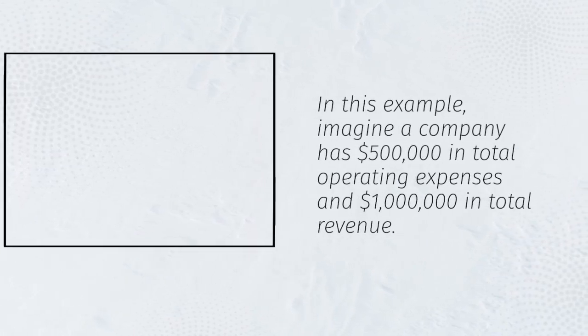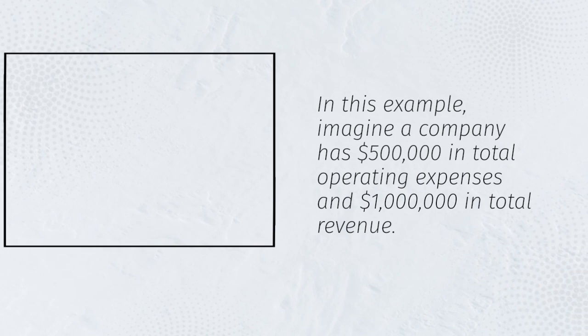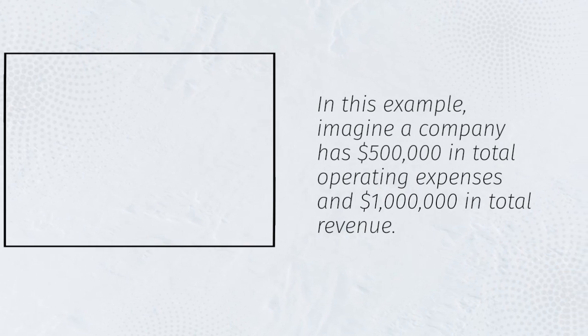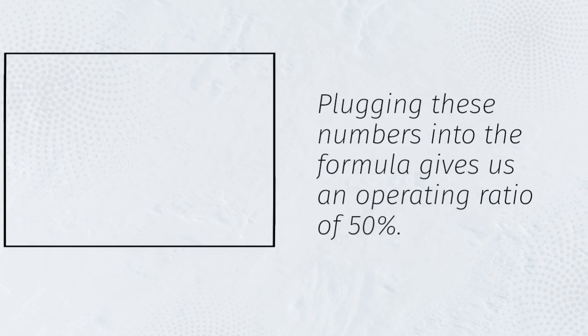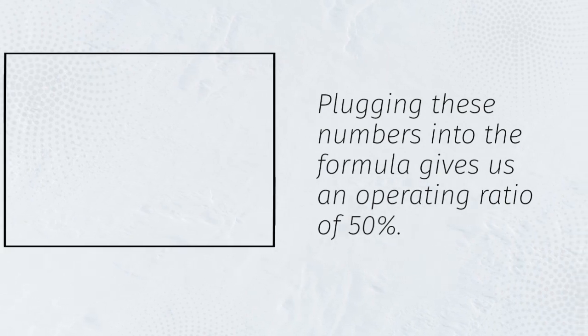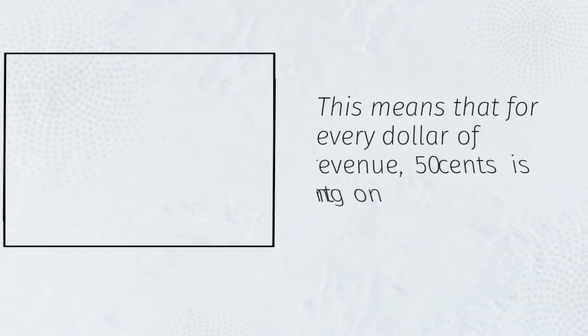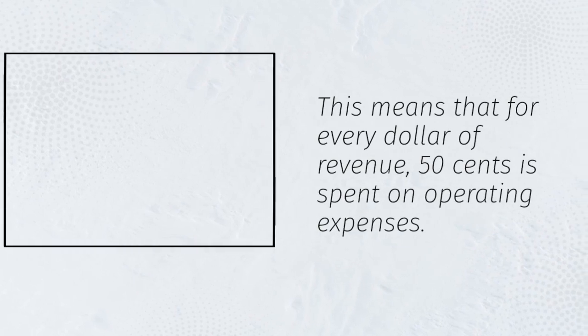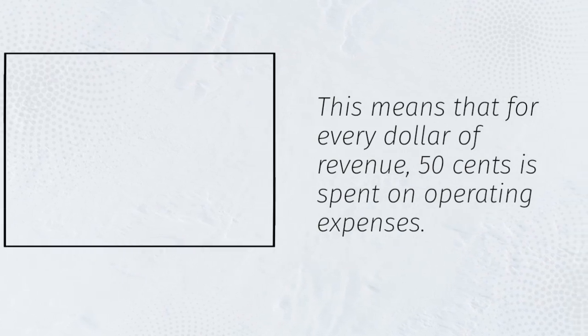In this example, imagine a company has $500,000 in total operating expenses and $1 million in total revenue. Plugging these numbers into the formula gives us an operating ratio of 50%. This means that for every dollar of revenue, 50 cents is spent on operating expenses.